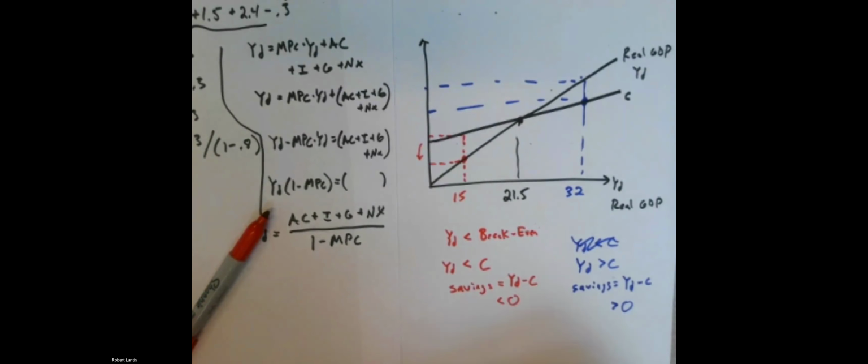Any questions there before we keep moving? So we can determine the level of savings, if it's positive or negative, once we find that break-even point, okay?